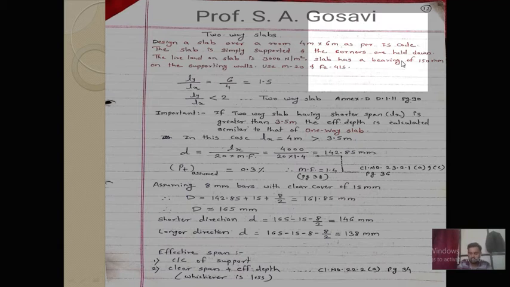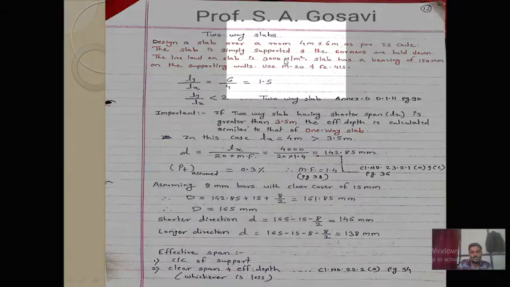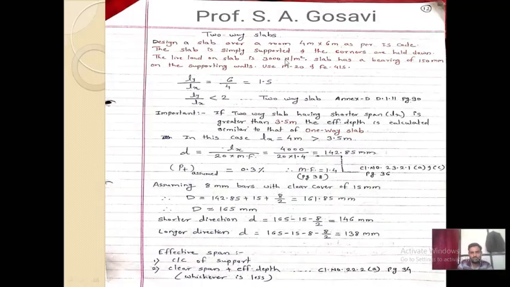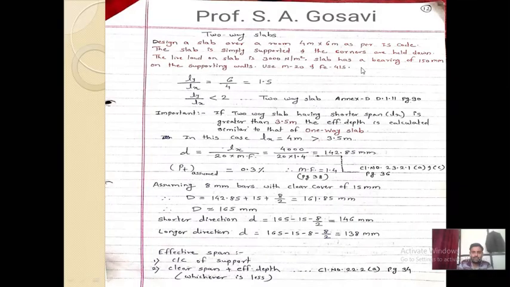You remember this. We will see in the design steps how to provide that. But just for your understanding I am telling you these things. So the corners are held down. The live load on the slab is 3000 Newton per meter square. The slab has a bearing of 150 mm. Bearing means the width of the support is given to you, that is 150 mm. So now we will move to the problem.